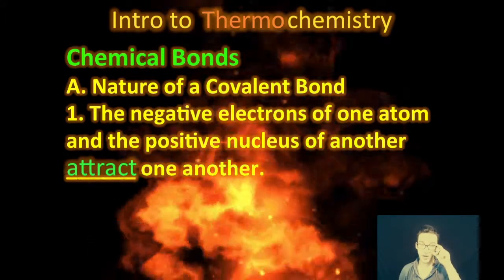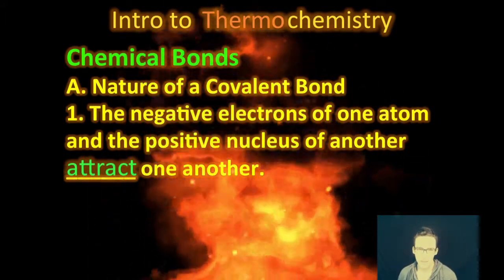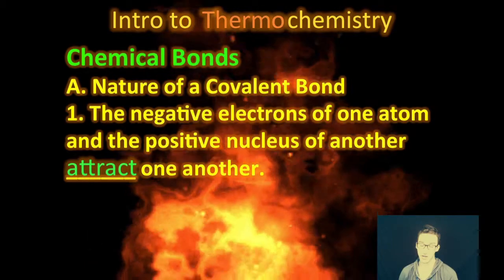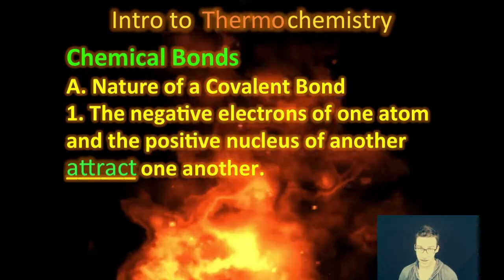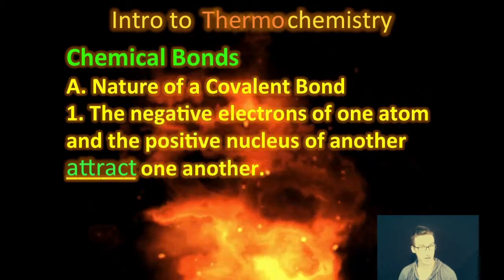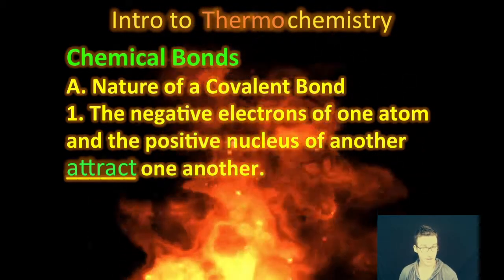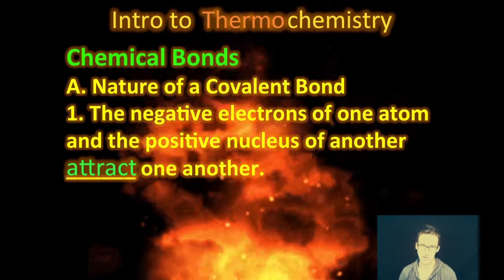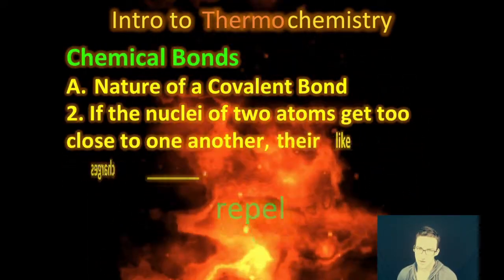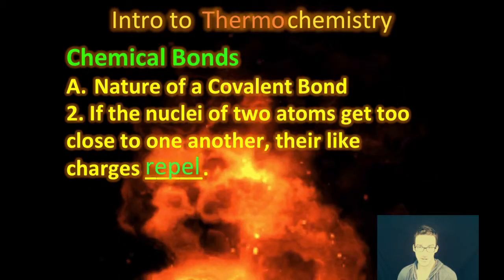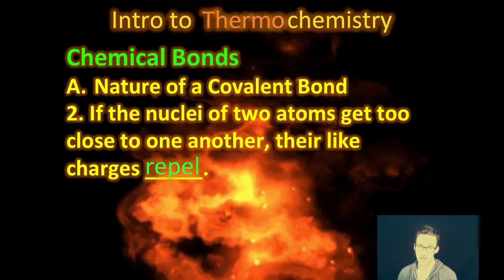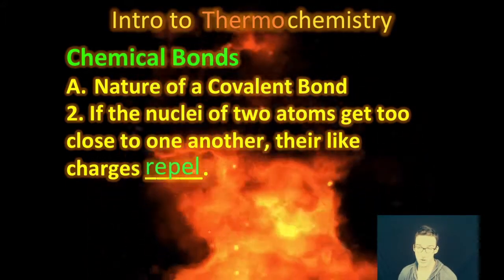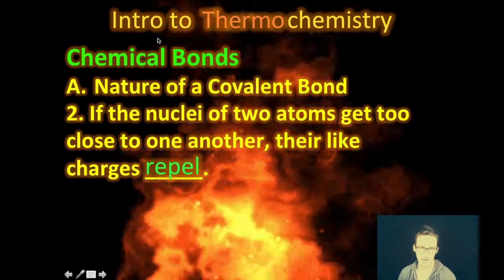We're talking about covalent bonds in particular. But essentially, as you think about the bond that exists between two atoms, we've got the negative electrons of one atom and the positive nucleus of another atom that create this electrostatic attraction between the two atoms. It's important to note, though, that if the nuclei of the two atoms get too close together, their like charges will end up repelling more strongly than the opposite charges attract.